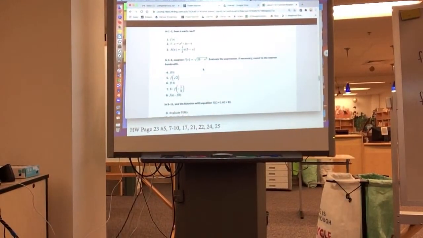And I might even suggest that we take a look at the first couple together. These are almost like examples that are above and beyond. They're a little challenging to substitute at first.